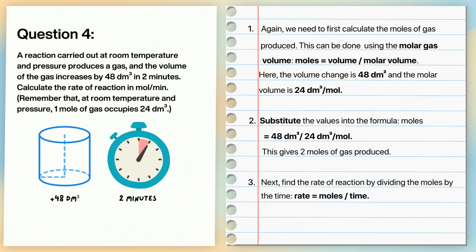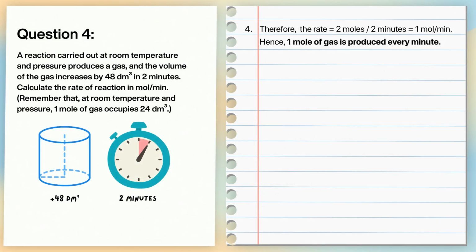Next, find the rate of reaction by dividing the moles by the time. The rate equals moles divided by time. Time is given as 2 minutes. Therefore, the rate is 2 moles divided by 2 minutes, giving 1 mole per minute. Hence, 1 mole of gas is produced every minute. By working through these examples, you can see how to consistently apply the formula for mean rate of reaction, whether using the quantity of reactant consumed or the quantity of product formed.